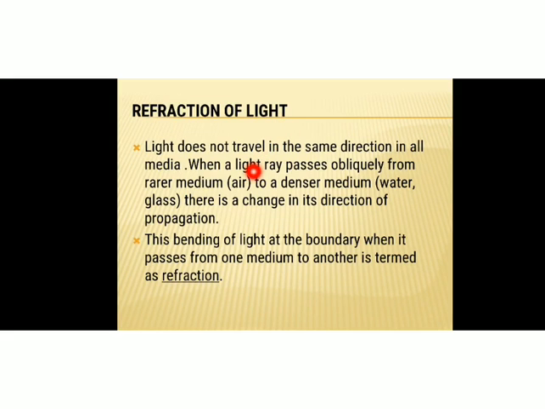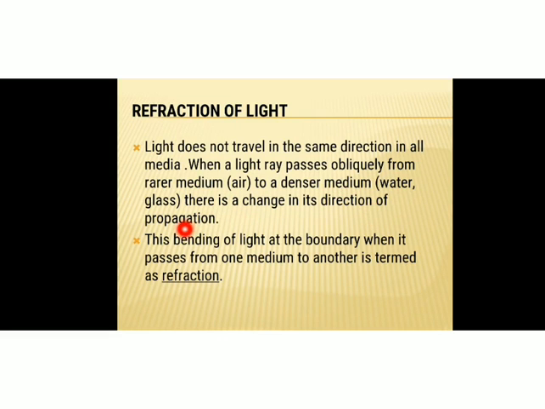Now what is refraction? You had already studied the refraction phenomenon in detail in your class 10 physics. Light does not travel in the same direction in all media. You know, the velocity of light is different in different media. In a rarer medium, light travels with more velocity. In a denser medium, light travels with less velocity. So with the difference in the density of the medium, the speed of light also varies. When a light ray passes obliquely from a rarer to a denser medium, or vice versa, from a denser to a rarer medium, there is a change in its direction of propagation.